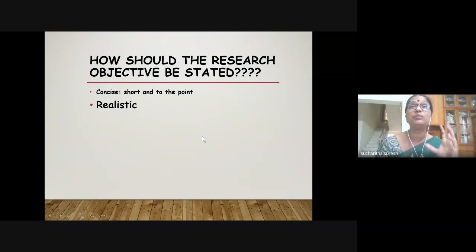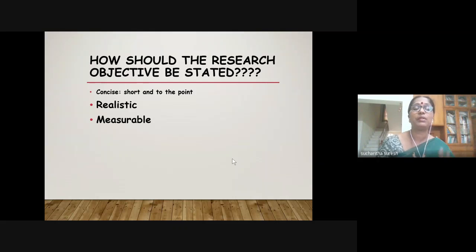Realistic means there should be data for that, dear friends. You should be able to collect the data for that. If you say that you don't get data for some objective, then what is the point in keeping that objective in your study? So make sure that you get the data to keep that objective in your study.